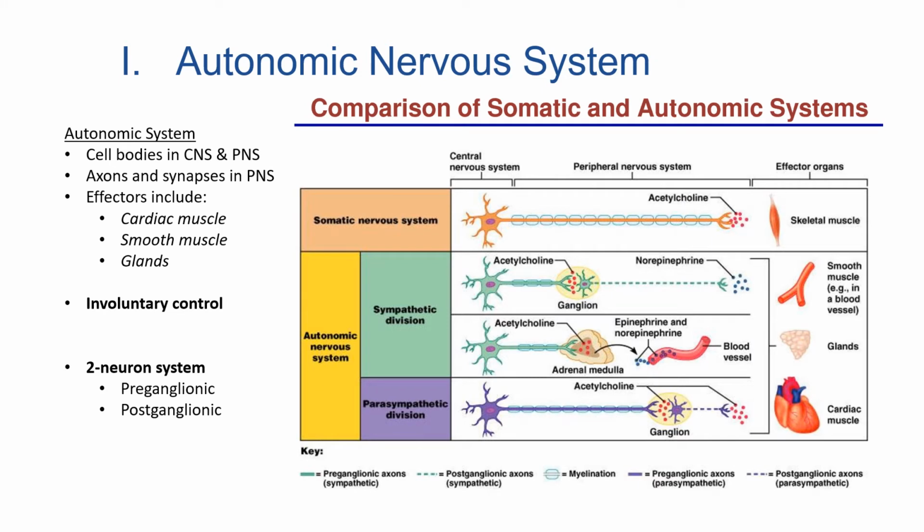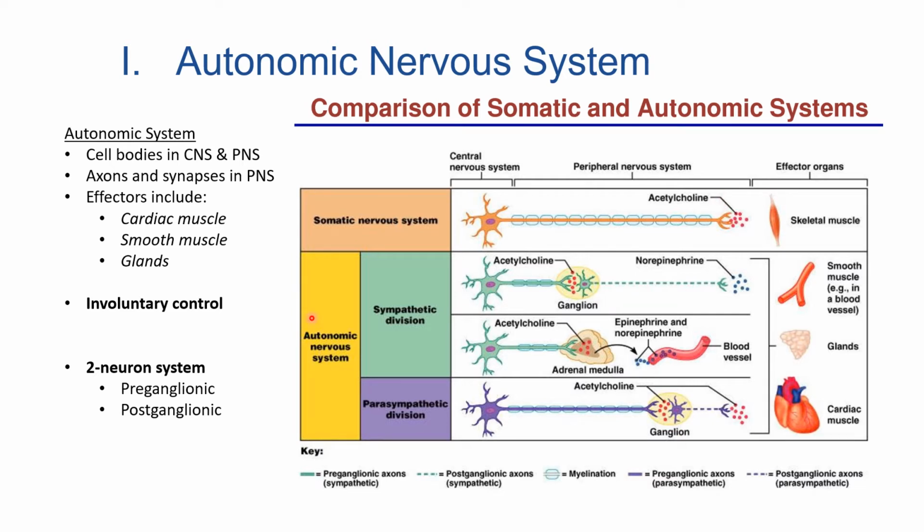We can get a nice little comparison of those two systems here. Up on top, we're looking at our somatic nervous system, and in there we have this lower motor neuron, or you've heard me call it alpha motor neuron. This is a multipolar neuron, and you can see it's myelinated, and it's going straight out to skeletal muscle, and it's sending out its neurotransmitter acetylcholine.